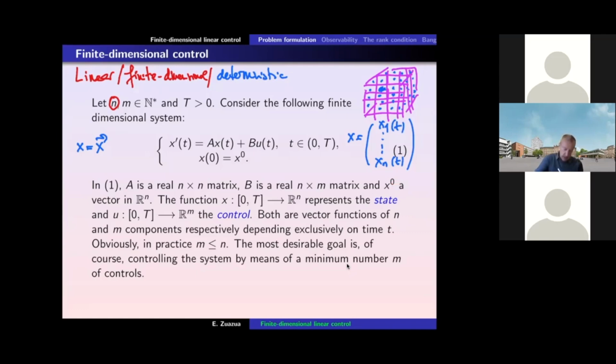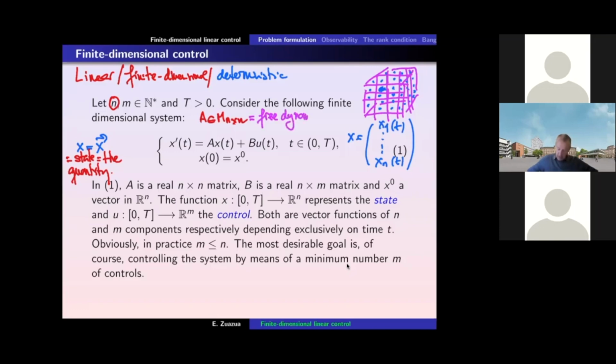Okay, good. So this is the state of the system. We say the state is the quantity of interest. This is the variable I am interested in. Good. Now, in this system, A is a given matrix, an n times n matrix. What does the matrix represent? It represents the free dynamics.